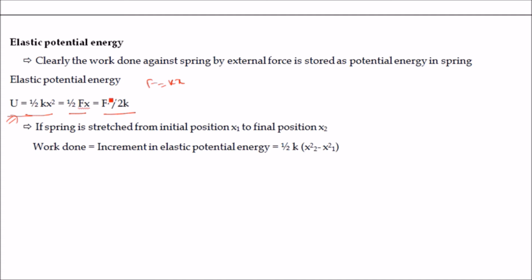Like in a problem, if the force is given and the spring constant is given, then to calculate the potential energy you simply apply the formula U is equal to F square by 2k.